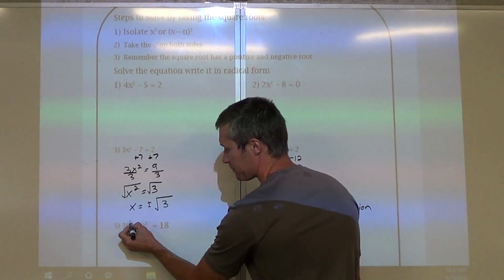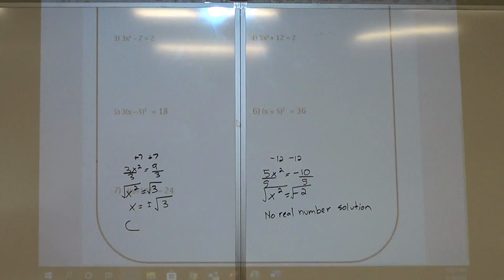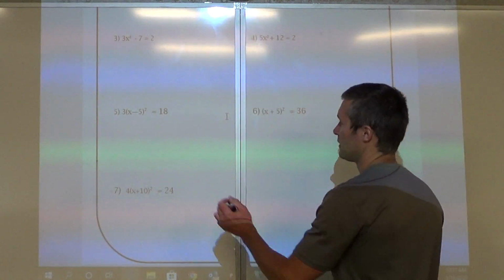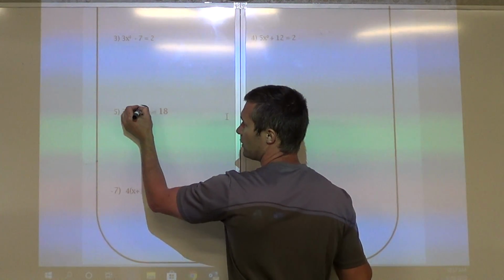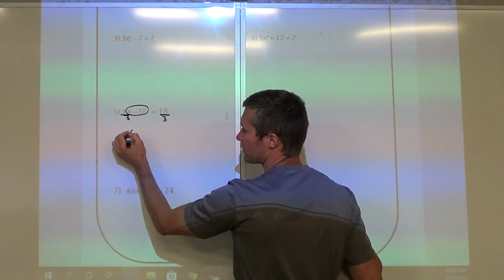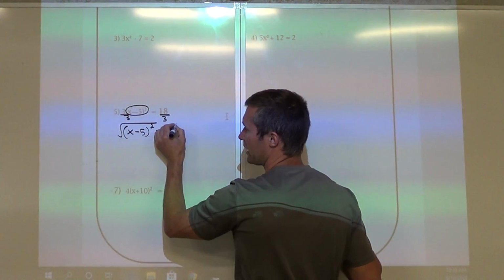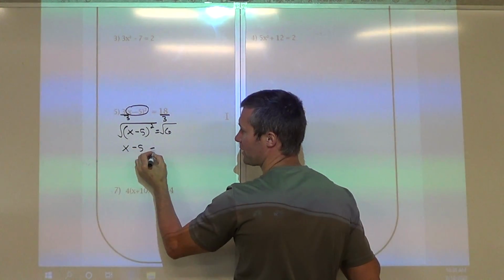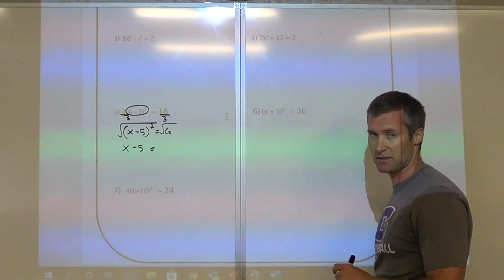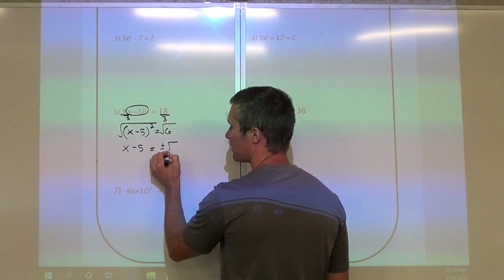Here, we come, and actually I'm going to move this up so we have a little room to work with it. So when we look at it, we're going to go ahead and isolate. Just like I said, always isolate what has the exponent. So that means we're going to divide by 3. Divide by 3, so x minus 5 squared equals 6. Then we take the square root of that. And so we have x minus 5 equals, again, I can't take the square root of 6, that doesn't give me a whole number solution. So we're just going to leave it as plus or minus the square root of 6.